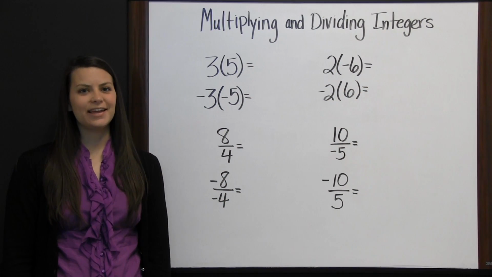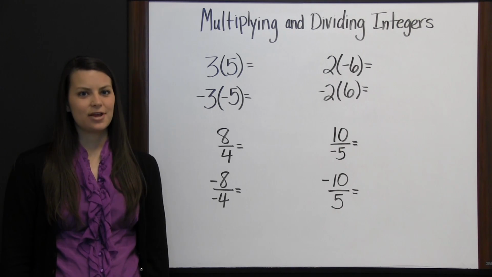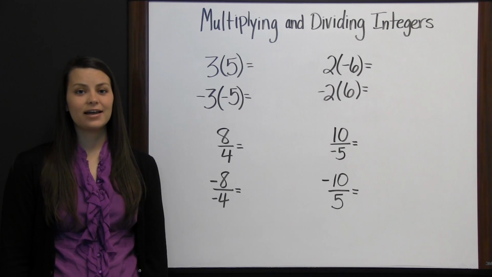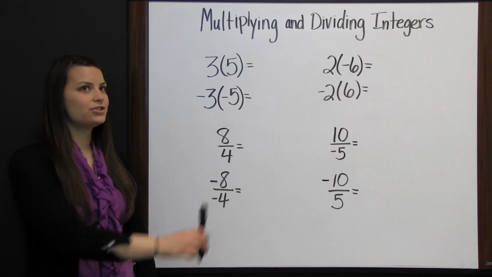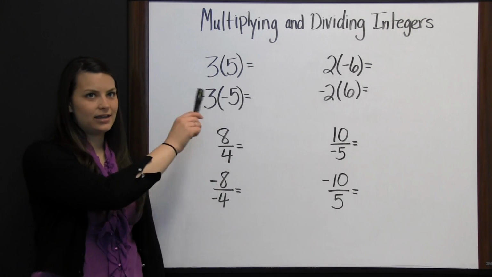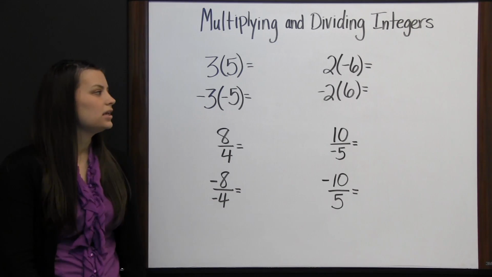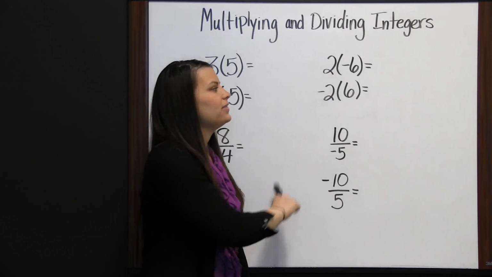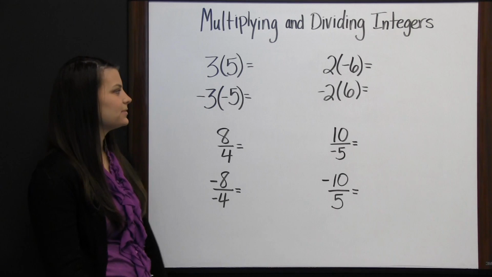Multiplying and dividing integers. When multiplying and dividing integers, perform the operation as if both integers were positive, and then change the sign of the answer as follows. If both the integers have the same sign, then their product is positive. If the two integers have different signs, then the product is negative. Let's look at some examples.